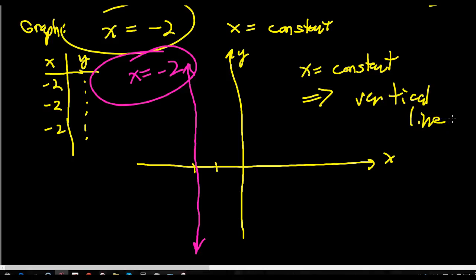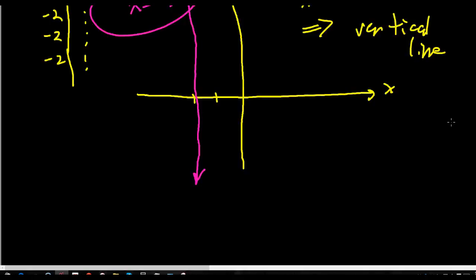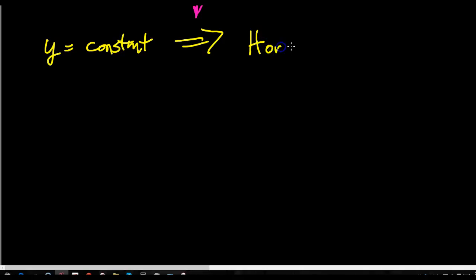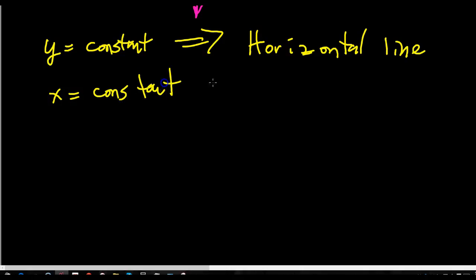Y equals constant, horizontal line. X equals constant, vertical line. Let me write that out one more time. Y equals constant means horizontal line. Let the bell go off in your mind. Horizontal line, parallel to the x-axis, right? And similarly, x equals constant gives us a vertical line. All right, this concludes section 4.2, graphing line equations.